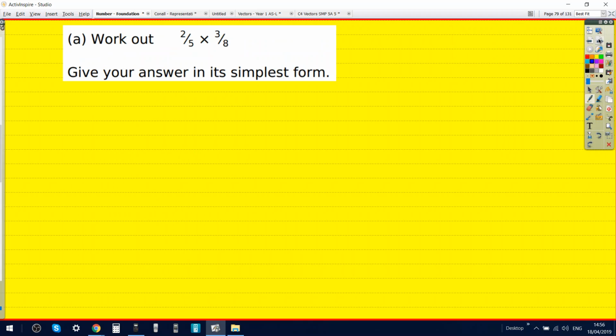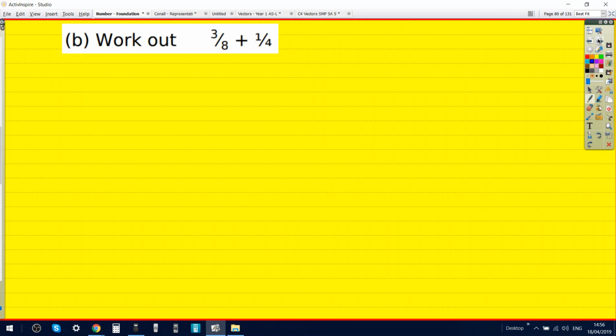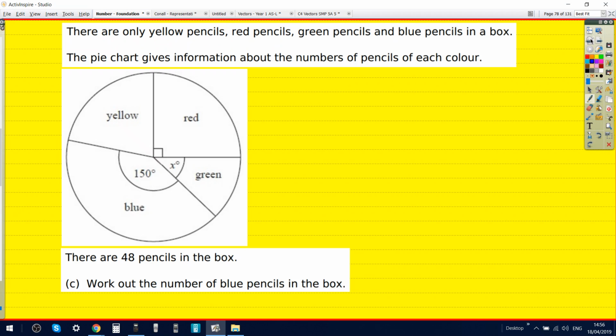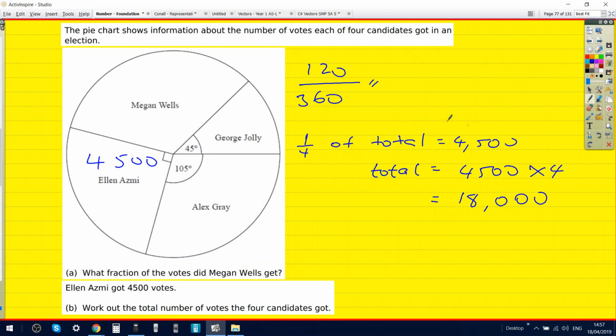Let me just see. We got most of it. What is this one? Blue pencils in the box. No, we better leave it. Yeah, I'll pick it up next time. So let's see, so 7, 140. So we got over halfway.